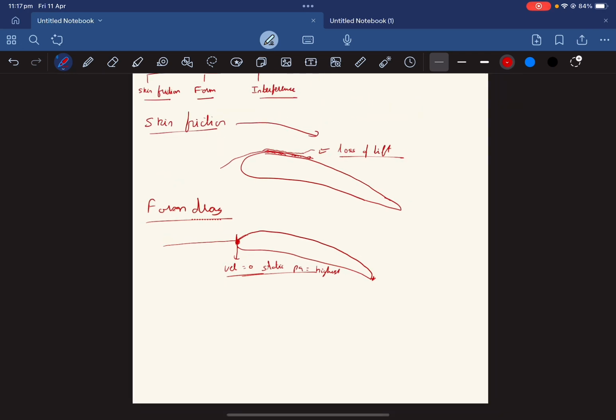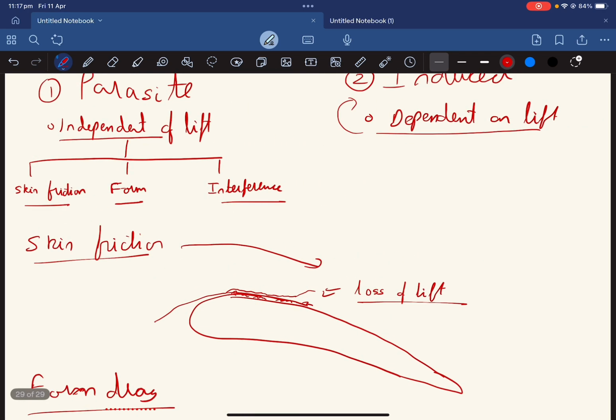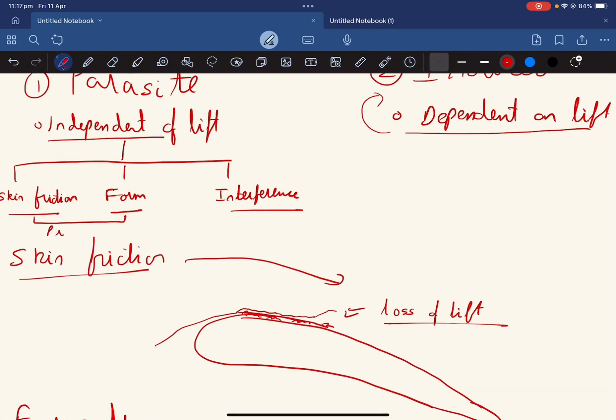By the way, skin friction drag and form drag together make profile drag. This is an important thing that you must remember.